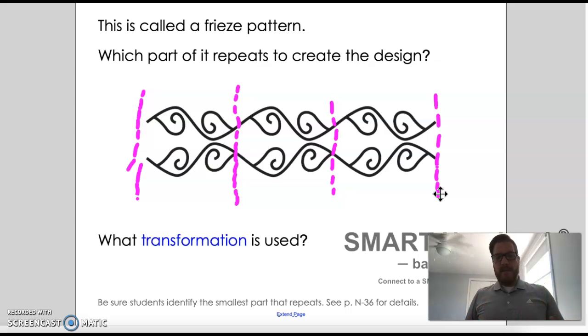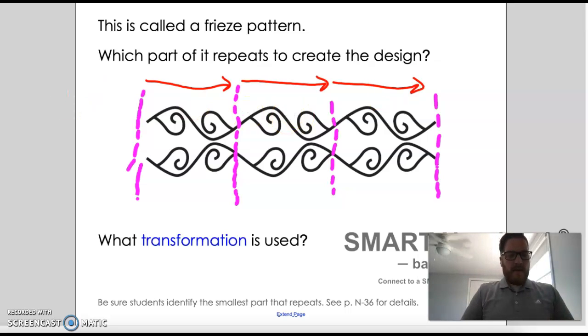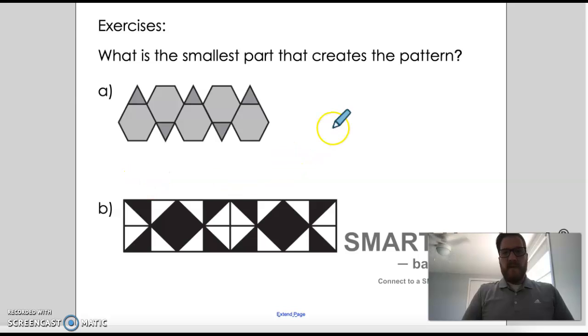Now the question at the bottom says which transformation is used. Now we have learned about translations, we've learned about reflections, and we learned about rotations. And so if we look carefully at this one, all we see is that the frieze pattern is moving to the right. And so it's being just slid over. It's a translation. Okay.